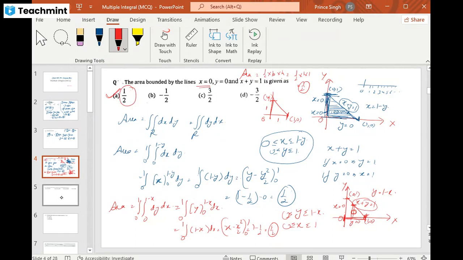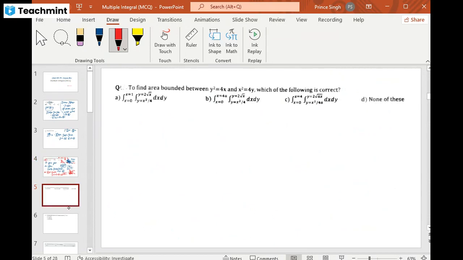Okay. Now let us move to the next question. The next question is to find the area bounded between y square equal to 4x and x square equal to 4y. Which of the following is correct? If you just look at all the integrals, we are given the inner limit as a function of y and the outer limit as a function of x.